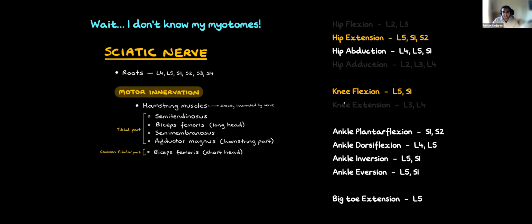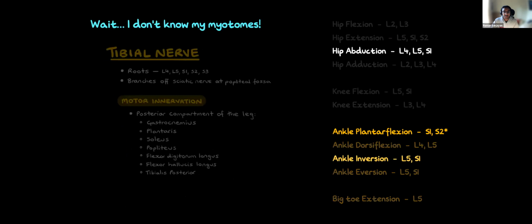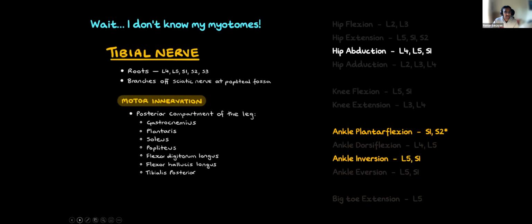So yeah, but obviously, for example, knee flexion is only L5 and S1, not a whole lot. So that is where you might have to start memorizing. Right, common fibular nerve does those things. Again, fairly straightforward stuff, similar to what we have been talking about so far. Inversion and plantar flexion, tibial nerve. All right.